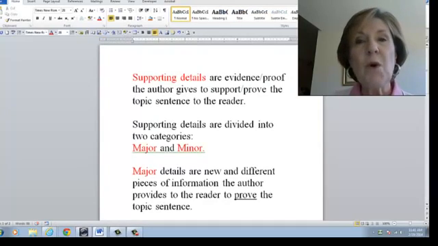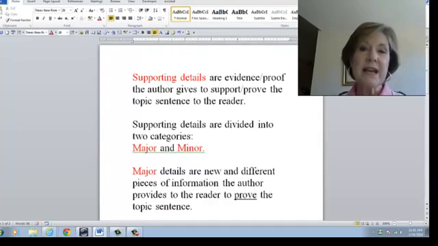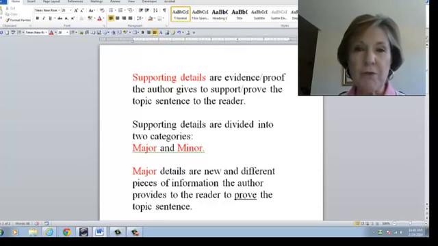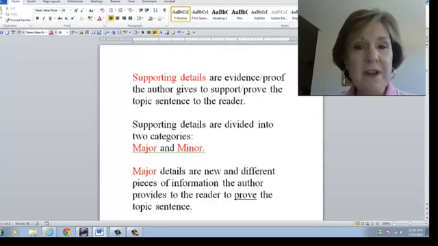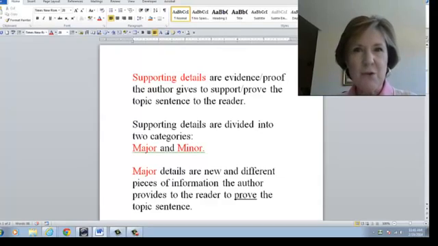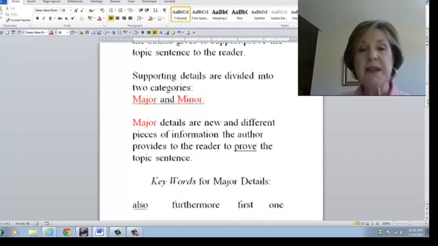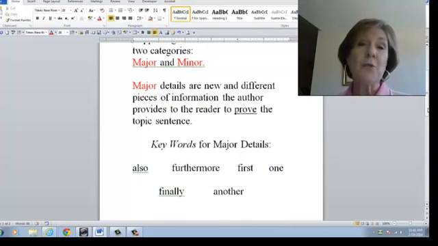Now, supporting details. Supporting details are evidence and proof that the author gives to support and to prove the topic sentence. That's all a supporting detail is. The way the author proves that topic sentence to the reader. They're divided into two categories: your major supporting details and your minor supporting details. Your major supporting details offer new pieces of information that the author provides to prove that topic sentence.